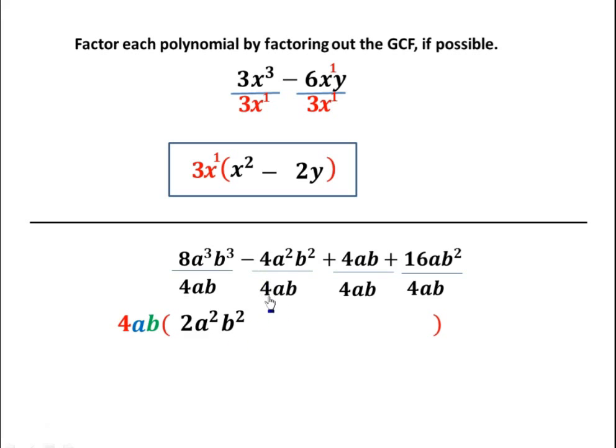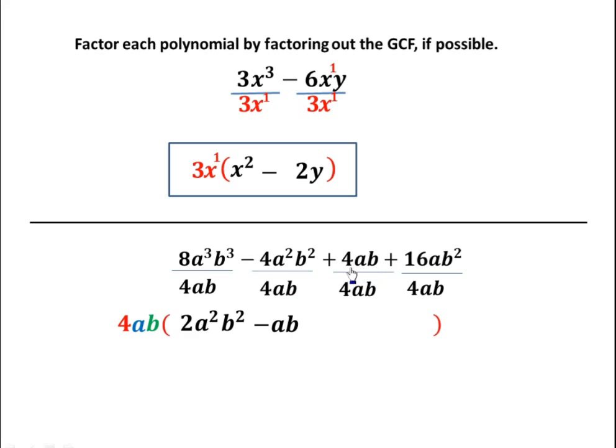And for this next one, the 4's will cancel. I have 2 powers of a on top, 1 on the bottom, so that will leave me with 1 power of a. I have 2 powers of b on top and 1 power of b on the bottom, so that should leave me with 1 power of b. So the 4 will cancel. I'll have 1 power of a and 1 power of b left. Bring my sign down, so that's going to leave me minus ab.